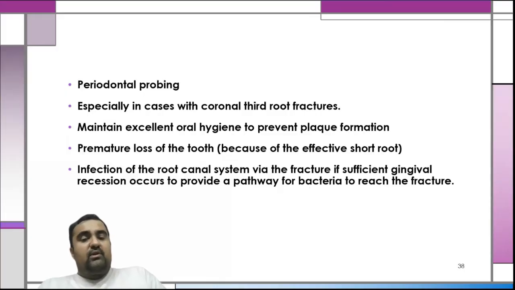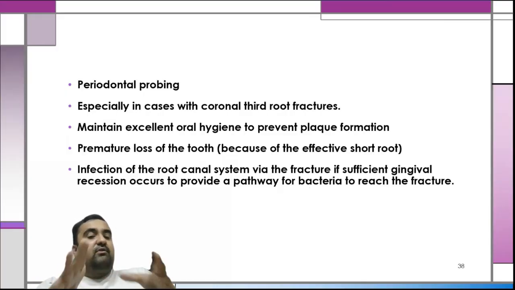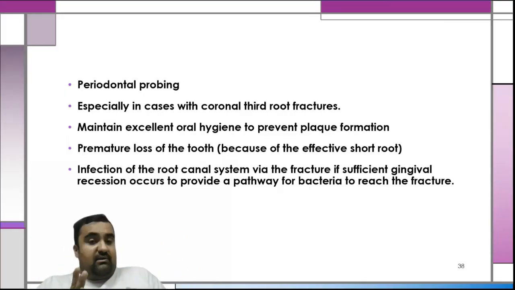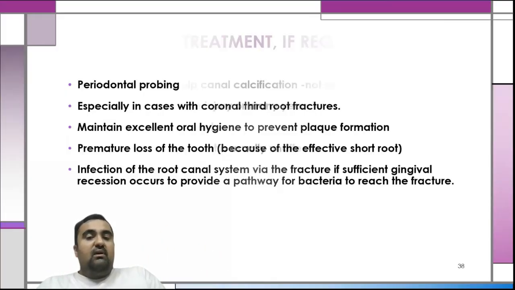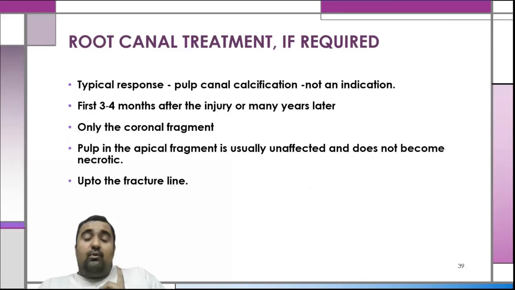Premature loss of the tooth because of an effectively short root, and infection of the root canal system could happen via these fracture lines if sufficient gingival recession occurs, which makes a pathway for the bacteria to reach the fracture line. Root canal treatment only if required. Typical response: pulp canal calcification, which is not an indication.